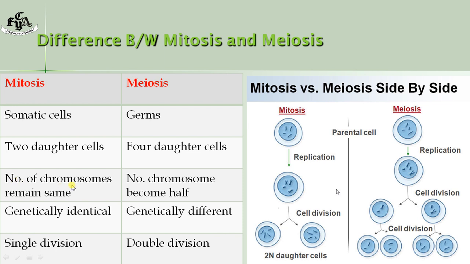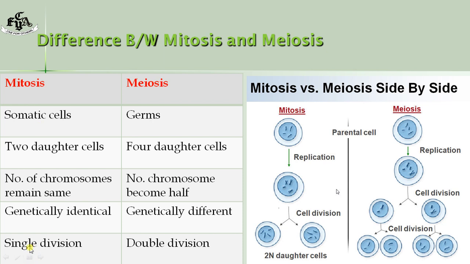Difference number 3: in mitosis the number of chromosomes remains the same as in the parent cell. So you can see here the number of chromosomes is 4, and in the parent cell that is also 4. While in meiosis the number of chromosomes becomes half. So you can see here in this daughter cell the number of chromosomes is 2, and in the parent cell that is 4. Genetically identical: the daughter cells are genetically the same as the parent cell, while in meiosis the daughter cells are genetically different from the parent cell.